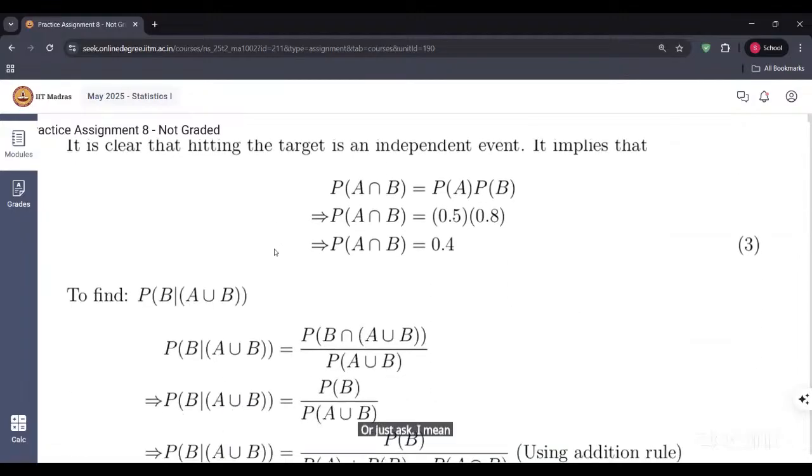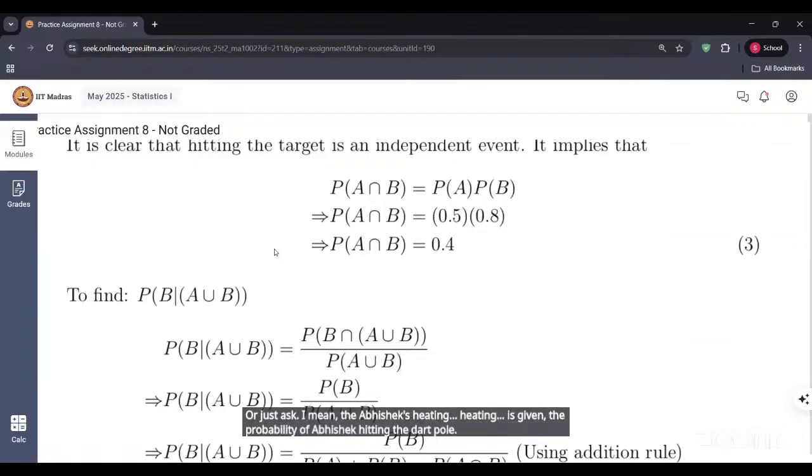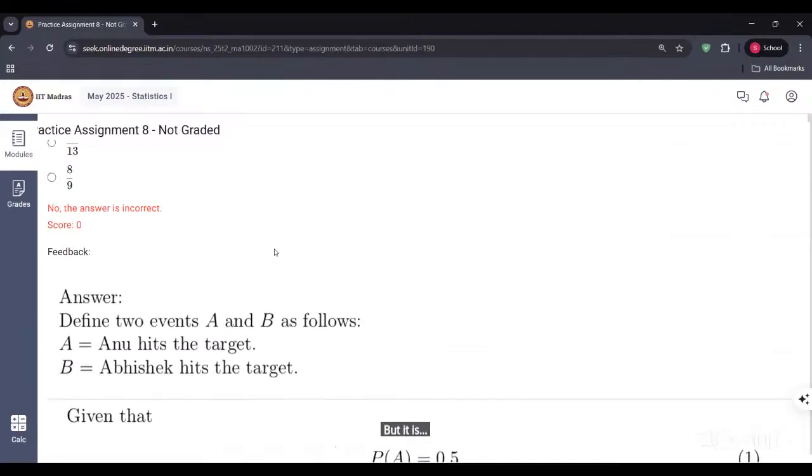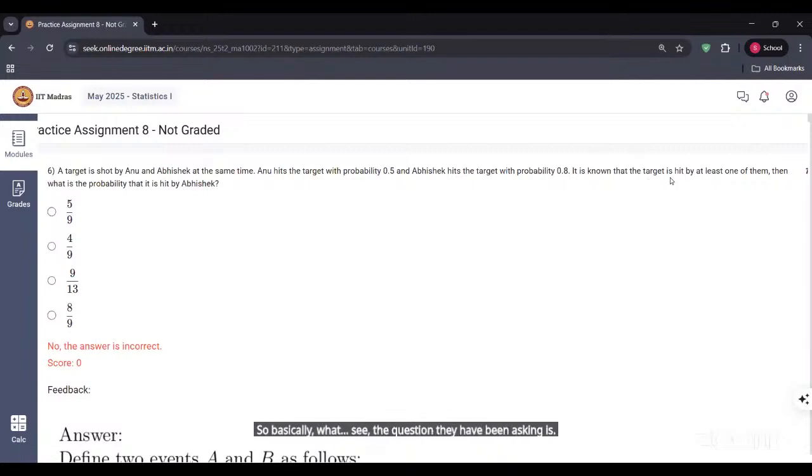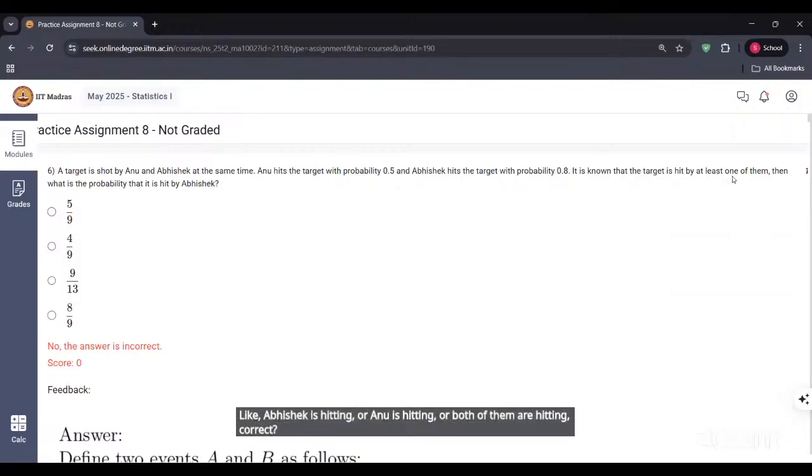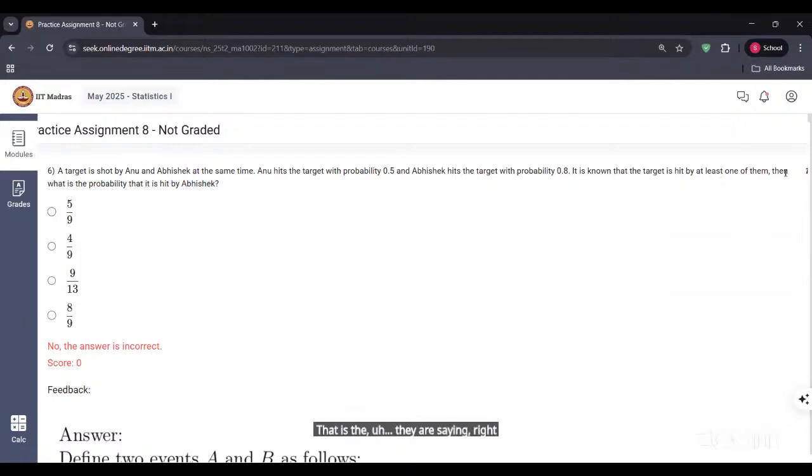I mean, the probability of Abhishek hitting the dartboard is given. But see, the question is asking: it is known that the target is hit by at least one of them. That means Abhishek is hitting or Anu is hitting or both of them are hitting, correct? At least one of them, so that is A union B.